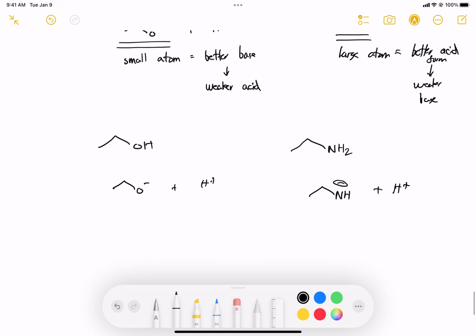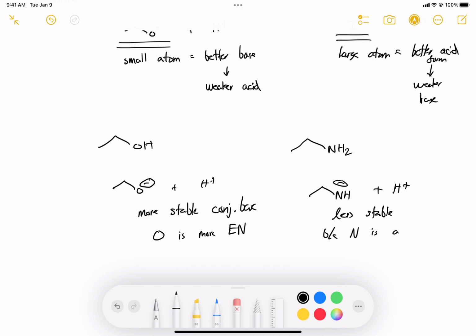Okay. So we look at these conjugate bases, right? This one has a more stable conjugate base, and that's because oxygen is more electronegative. Okay? This one is less stable because nitrogen is a better base.